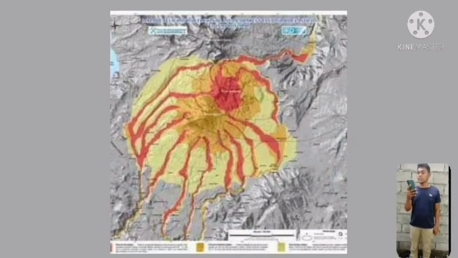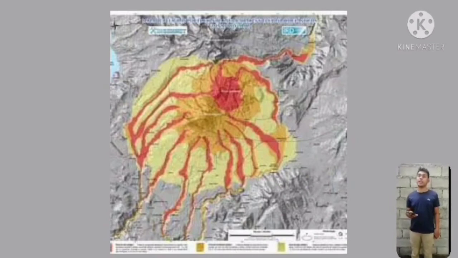And then sa orange is moderate danger. So kung moderate danger, delikado din yan dahil may danger. Dyan lang lalabas yung mga ashes galing sa volcano. And then the yellow is low danger. So malayo na yan sa volcano pero danger din yan, delikado. So dyan lalabas yung mga ashes na lang, yung mga sedimentation sa lava. Yan lang po. Salamat.